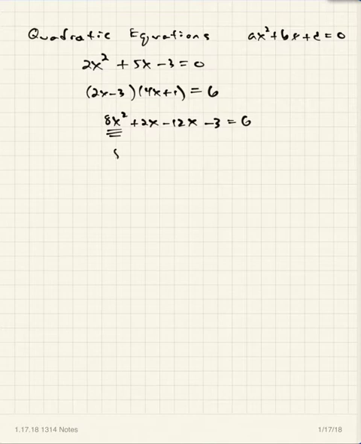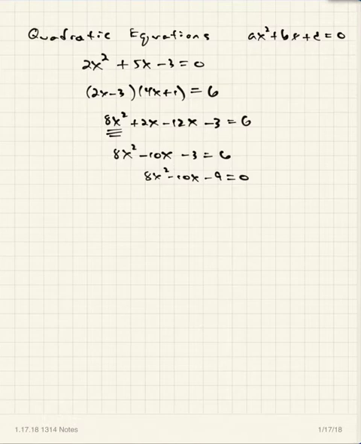Now you would probably want to put this in standard form. So you get 8x squared minus 10x, collecting like terms in there, and then subtracting 6, you could put it in standard form like that. And when you see a quadratic equation, say, starting in the problem, you go, okay, I know this thing's quadratic.